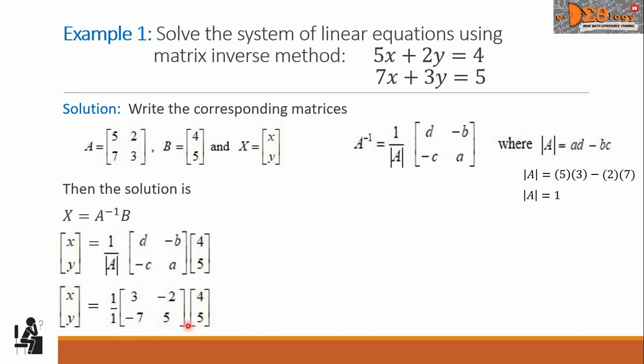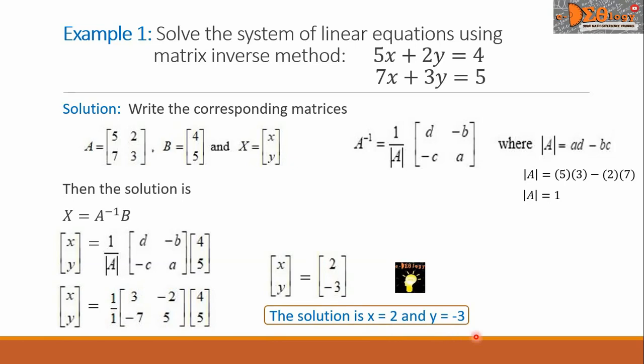Now let us multiply this matrix by the matrix B. The answer will be 2, negative 3. Remember that we get this 2 if we multiply this row by the column. Also, the negative 3 will come when we multiply this row by this column. Now, writing the final answer, we say that the solution is x equals 2 and y equals negative 3. This is the final answer.